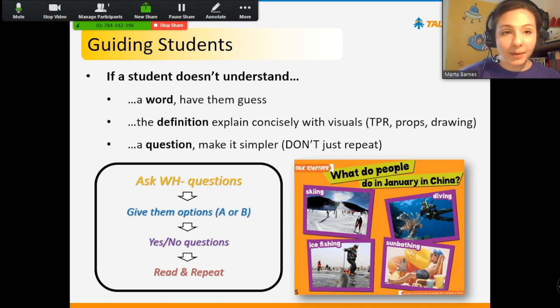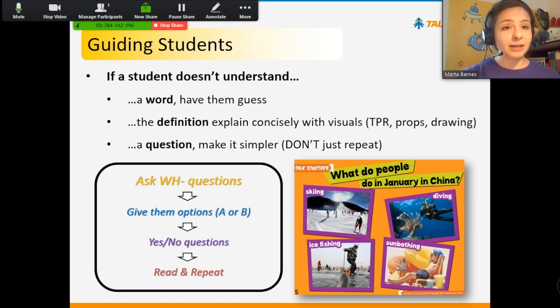All right, so in this part, we're going to learn how to guide the students through the slides. If you haven't done ESL teaching before, you might find this really useful in understanding the breakdown of how to go from question to question without making it too easy too soon for the student. So essentially, if a student doesn't understand a word, have them guess.